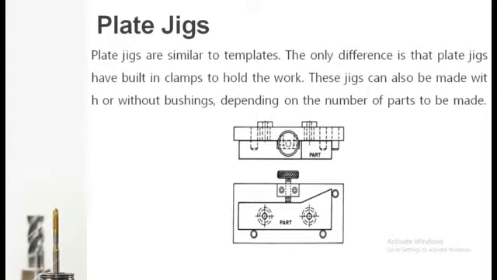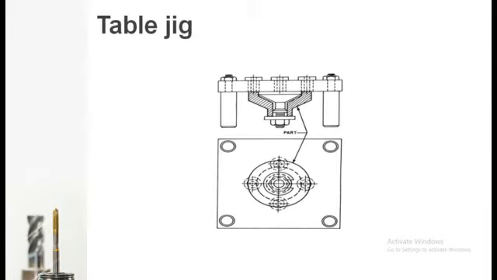Now here, a plate jig has a construction similar to a template jig. The only difference between the plate jig and a template jig is that a plate jig clamps the work, whereas a template jig does not clamp the work. A template jig is only a jig plate that you can hold, and it consists of a bushing where you can drill at a particular accurate location. A plate jig consists of a clamping device.